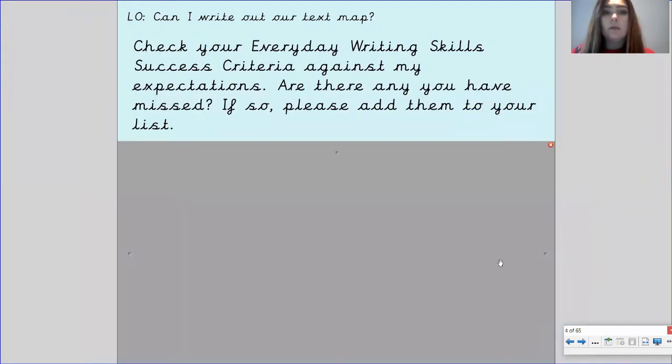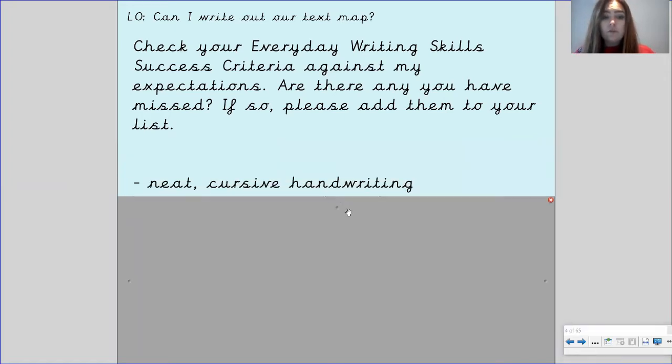Now, it's important that we are using this as our success criteria to make sure that we are doing a really great piece of writing. So what I want you to do now is check your everyday writing skills success criteria against my expectations. If there are any that you have missed, please add them onto your list, and you are going to be referring back to that today as you are writing.